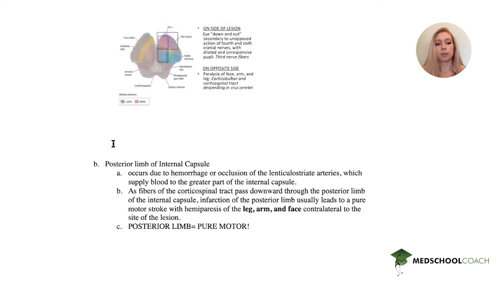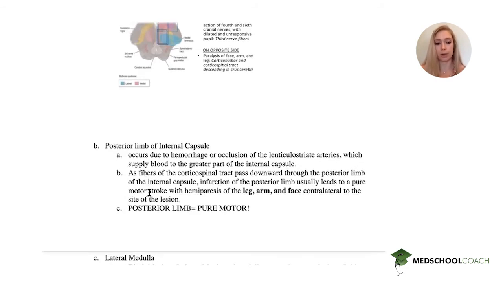The next is the posterior limb of the internal capsule. It occurs due to hemorrhage or occlusion of the lenticulostriate arteries, which supply most of the internal capsule. And as the fibers of the corticospinal tract pass down through the posterior limb, infarction leads to a pure motor stroke. And you see typically hemiparesis of the leg, arm, and the face, contralateral to the side of the lesion. So remember this, posterior limb is pure motor. Our patient has a pure sensory issue.